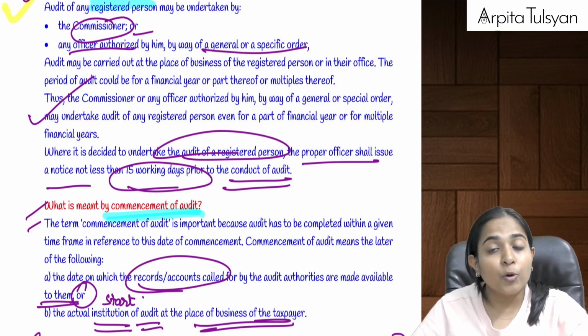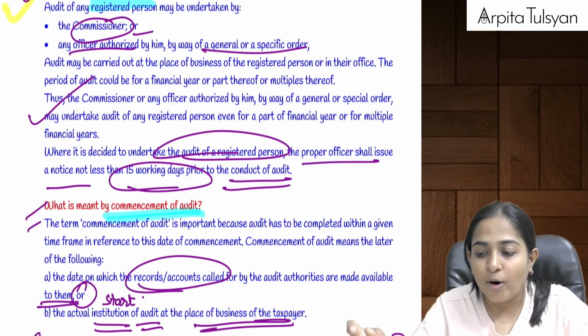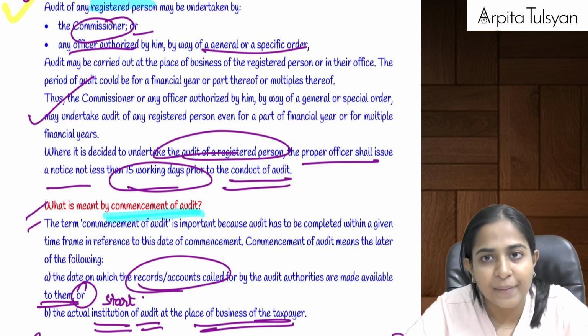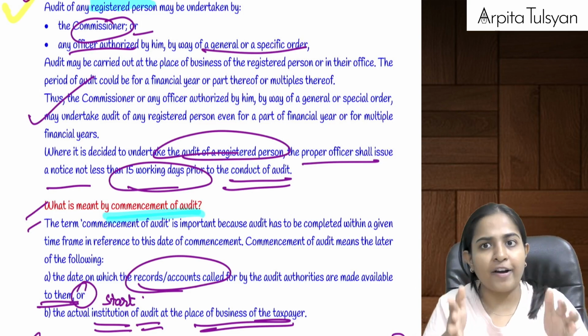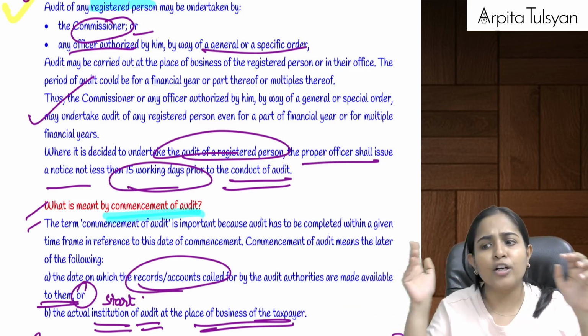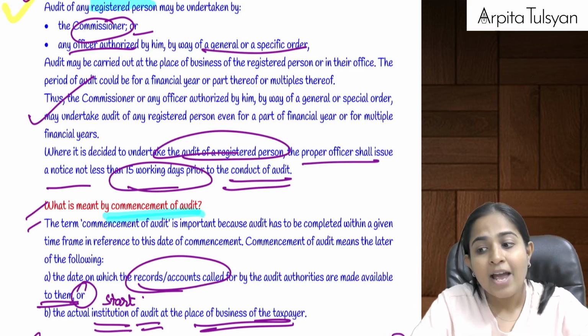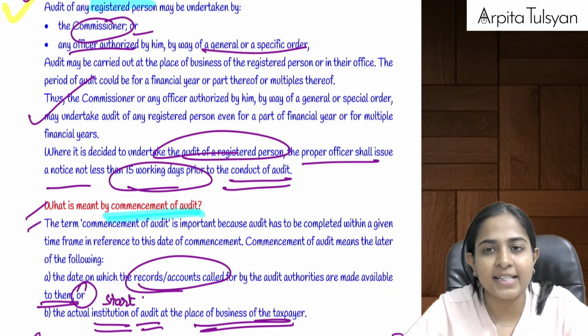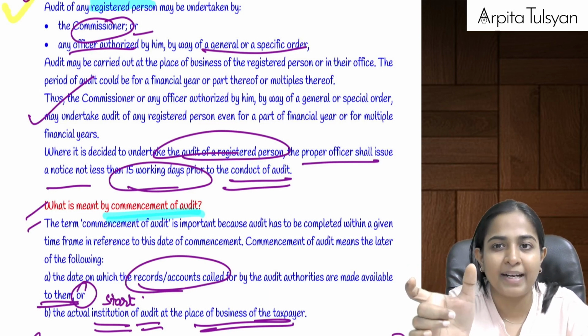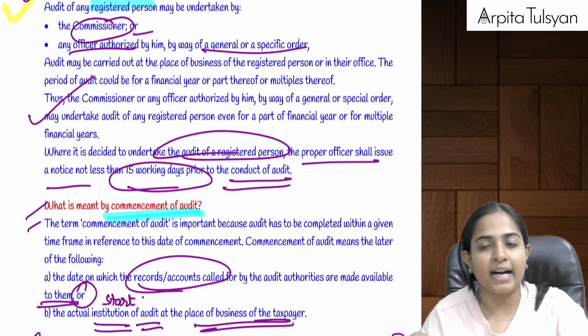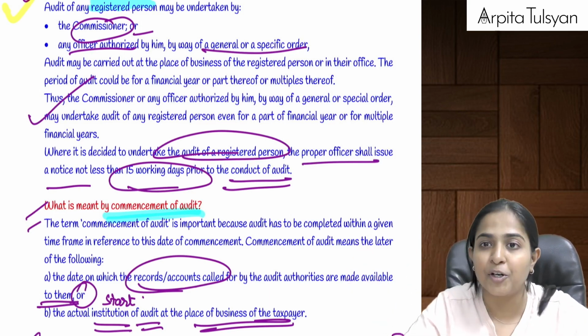Okay, and the good part about this audit is that it can be done for a particular period, for half a financial year, for a quarter of a financial year, for the entire financial year, for multiple financial years. There is no problem in that. When we talk about income tax audits, etc., it is done for a particular assessment year. But this audit under GST can be done for any particular period.